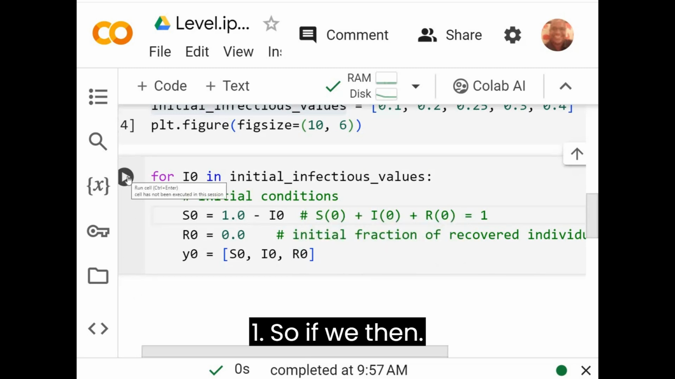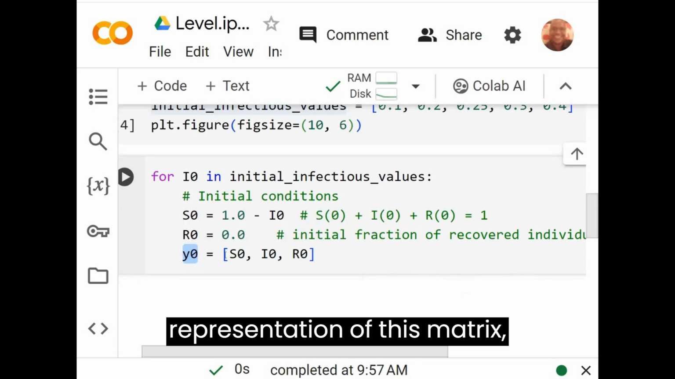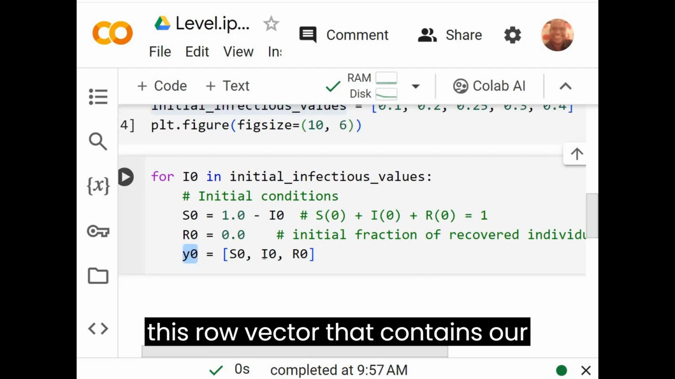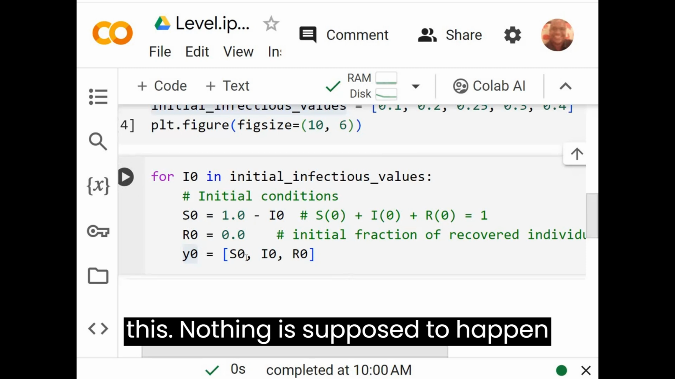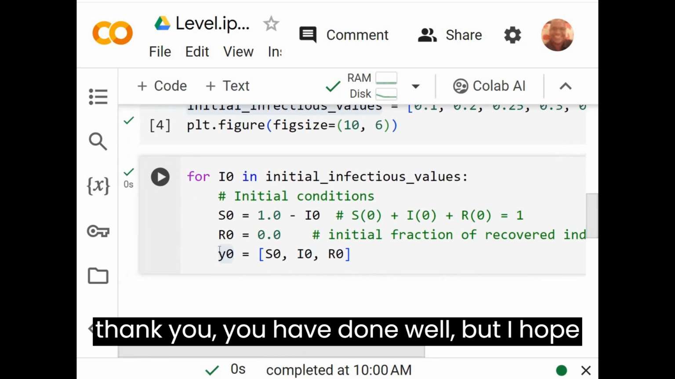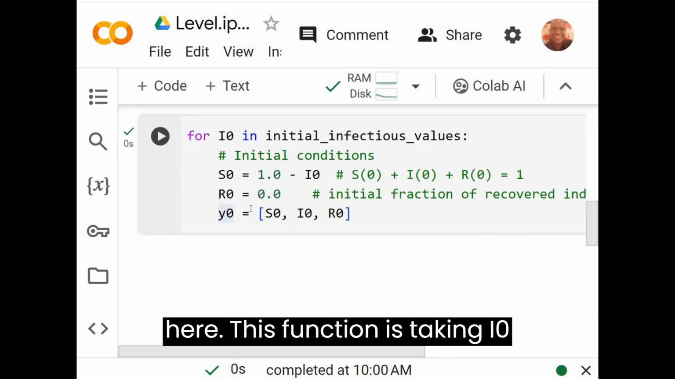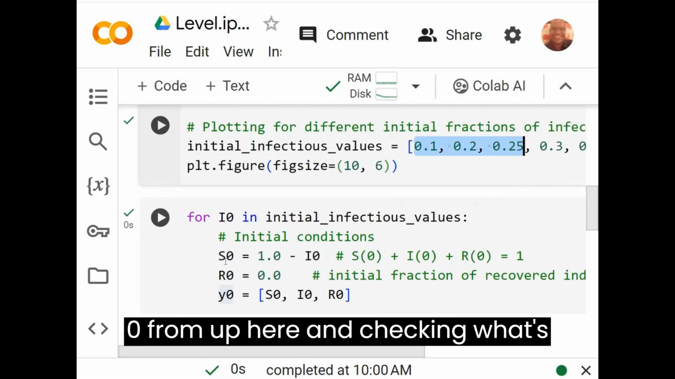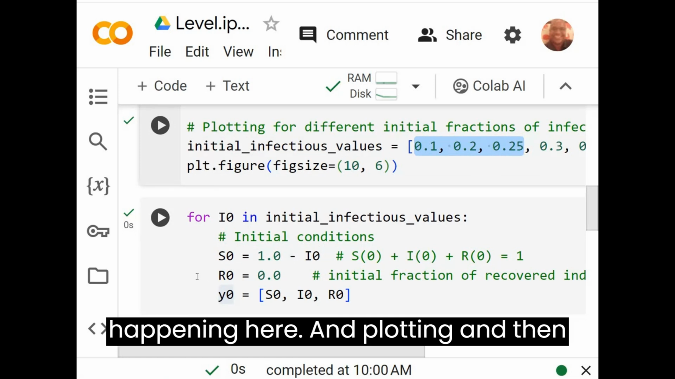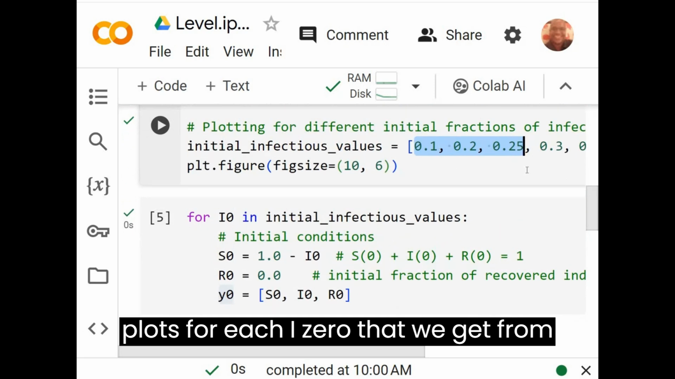So if we then run this code, remember this is our symbolic representation of this row vector that contains our initial values. So we are going to run this. Nothing is supposed to happen except for the green tick to say, look, thank you, you have done well. But I hope you have understood what we are doing here. This function is taking I0 from up here, checking what's happening here and plotting. And then when we plot, you're going to see the plots for each I0 that we get from there.